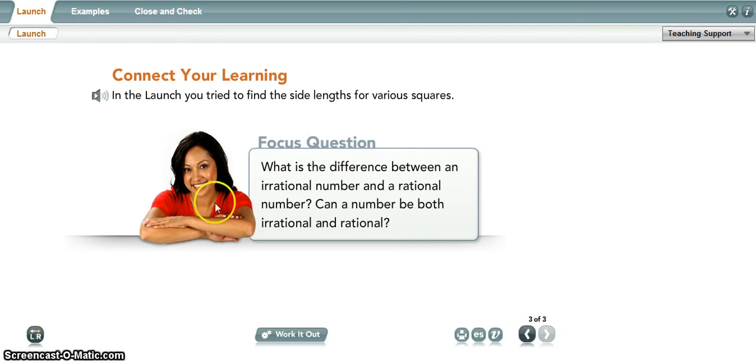Hello, this is Ms. Pettigrew, and today we're going to take a look at what is the difference between an irrational number and a rational number. We're also going to take a look at, can a number be both irrational and rational?